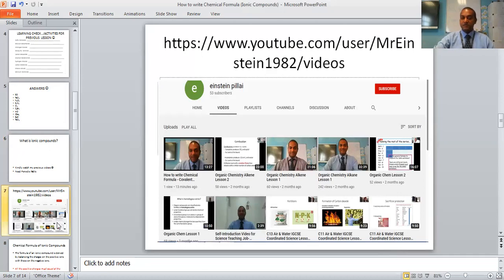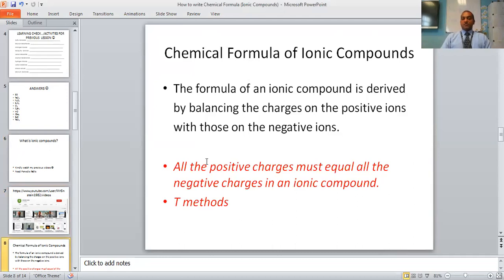So let us go to our topic for today, how to name and get the right formula for ionic compounds. So, chemical formula of ionic compounds. The formula of an ionic compound is derived by balancing the charges on the positive ions with those on the negative ions. So this is the base idea that we want to have. All the positive charges must equal all the negative charges in an ionic compound. And I want to show you a new method called the T method.